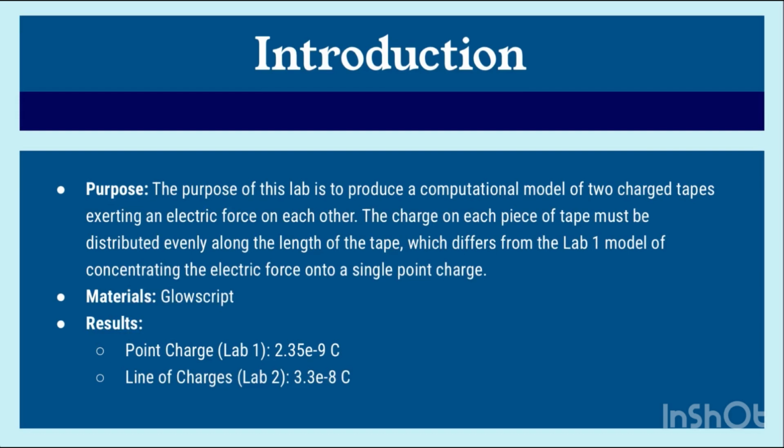In this lab, we only really use GlowScript. The rest of the actual experimentation is done from the Lab 1 procedure. And just to give you a preview of the results, the point charge from Lab 1 was about 2.5 e to the negative 9 coulombs. Meanwhile, for this experiment, the line of charge's charge was 3.3 e to the negative 8 coulombs.